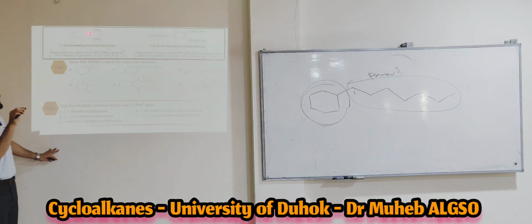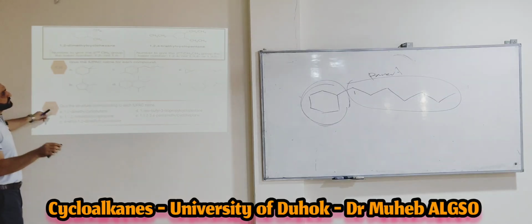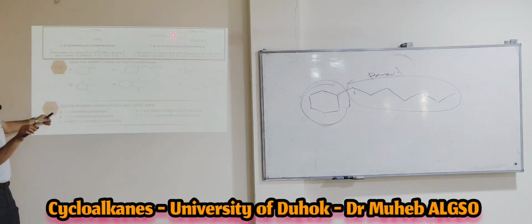Don't go like this, 1, 2, 3, 4, 5, 6. No, it will be false. It will be 1, 2. Give the second substituent the lower number. So look here, 1, 2, 3, 4, 5. No, we have a difference here. If you use here 1, 2, 3, 4, that means 3, 4 will be for the second and third substituent.